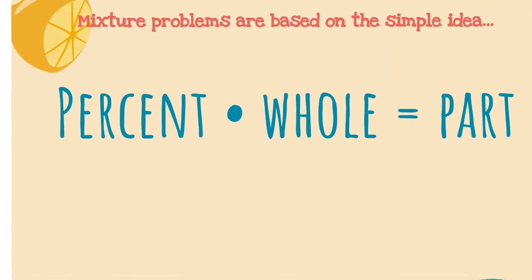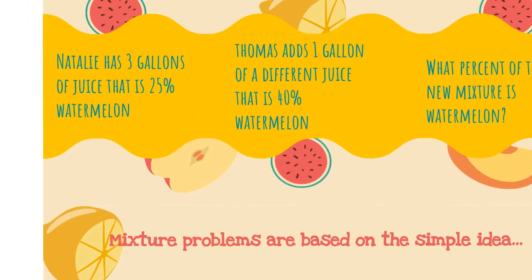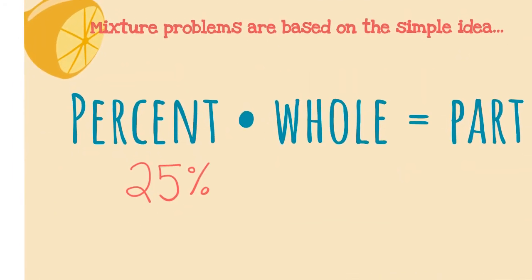All right, so you have to remember that mixture problems are based on the simple idea of percent times whole equals part. So in our problem with Natalie and Thomas, we know that Natalie has some mixture that is 25% watermelon. We know that she has a total of, I believe, 3 gallons. Should probably go back up and double check that she had 3 gallons. Yeah, she had 3 gallons. So her whole is 3 gallons. That's what she has in total.